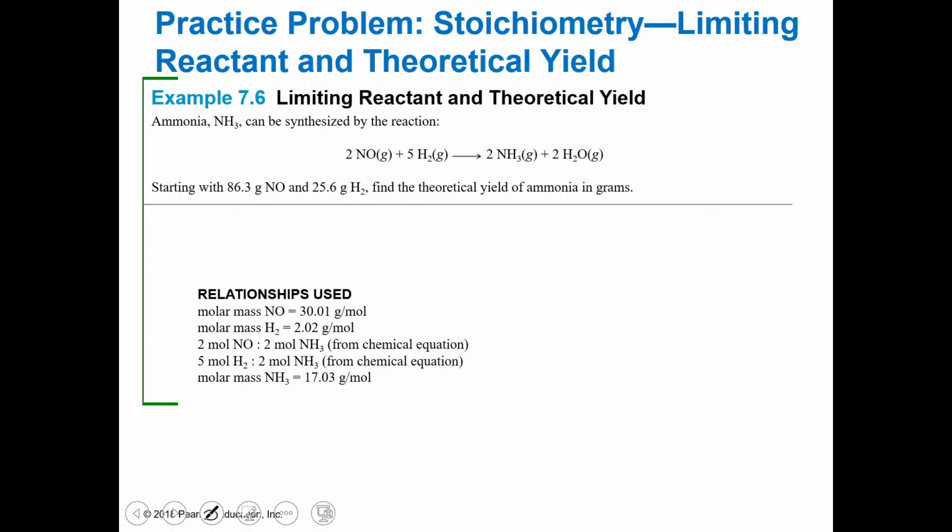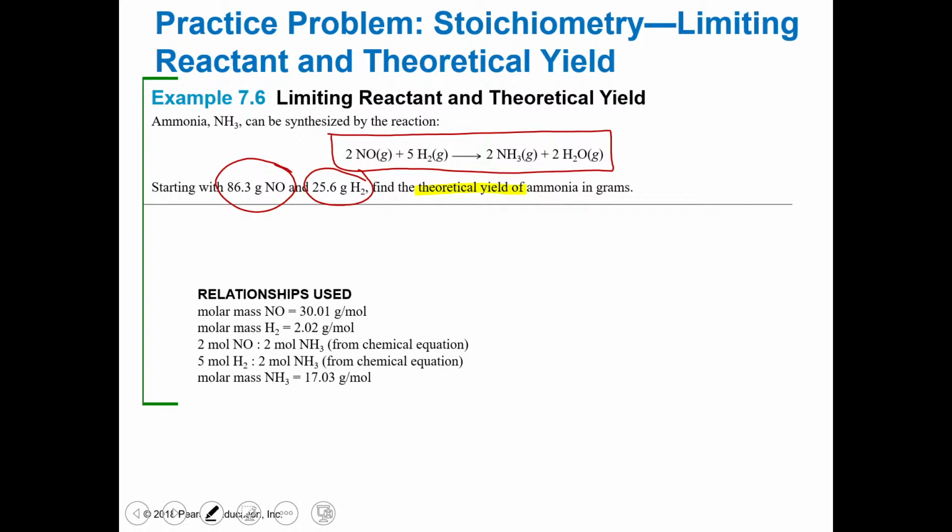Here's an example. Ammonia, NH3, can be synthesized by the reaction here. This is our reaction. We know our starting materials are 86.3 grams of nitrogen monoxide and 25.6 grams of hydrogen gas. This is our starting material. So you know this is a limiting reactant problem for 2 reasons. The first reason is it gives you the grams for each reactant, and it's asking you for a theoretical yield. Those are the 2 reasons that you know this is a limiting reactant problem. One of those is going to limit the amount of ammonia that I can get in grams.